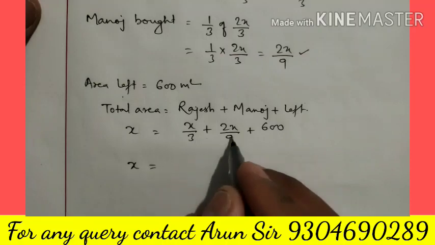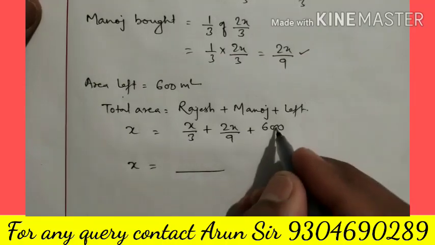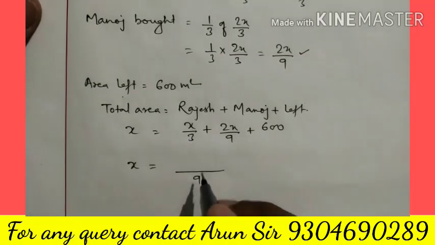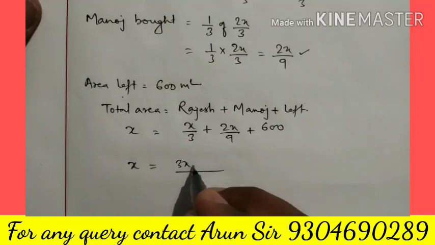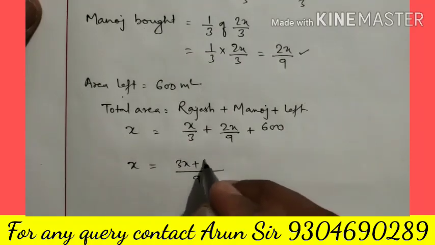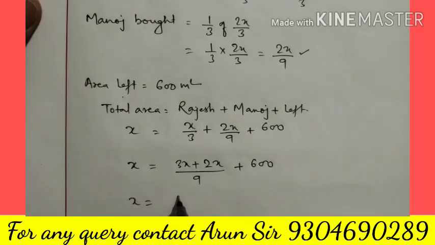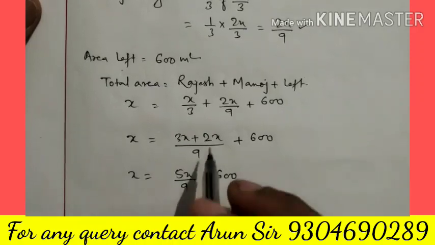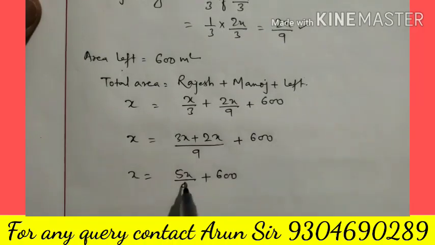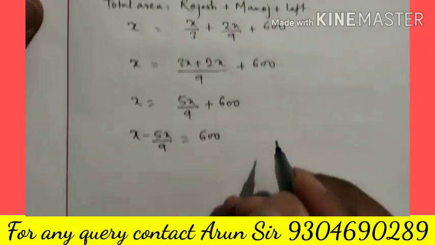x is equal to, we'll take the LCM of these two only, not this. 3 and 9. 9, 3, 3 ja 9, 3 into x, 3x. 9, 1 ja 9, 1 into 2x, 2x plus 600. x is equal to 5x by 9 plus 600. Why have we not taken the LCM of this 600? Because x we have to send this side. x minus 5x by 9 will be equal to 600.